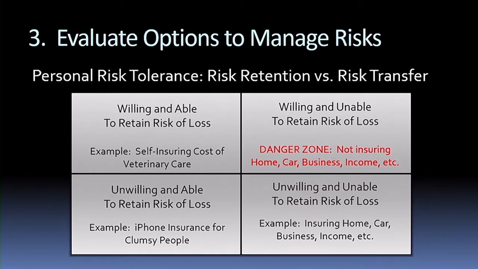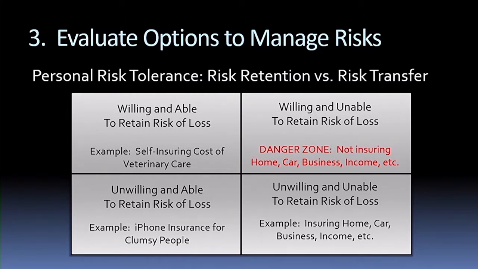And this is where we're looking at retaining risk versus transferring it. So we've got the category of the risks that we're willing and able to retain the risk of loss on. I've got a 90-pound chocolate lab that is healthy as a horse. We haven't had many health issues. We've had him in there for a few things. He ate the stuffing out of a pillow, and we had to have a little procedure done to get that taken care of. But I'm willing to self-insure the cost of veterinary care.